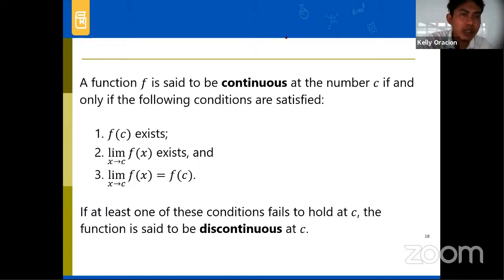So, sige lang, I will give examples naman din mamaya. So, I want you to write this one muna. Isulat mo muna ito kasi the steps that you need to consider. Ito talaga yung steps. The three conditions that you need to consider for you to determine whether the given function is continuous or not continuous. So, I will give you time to write this one.